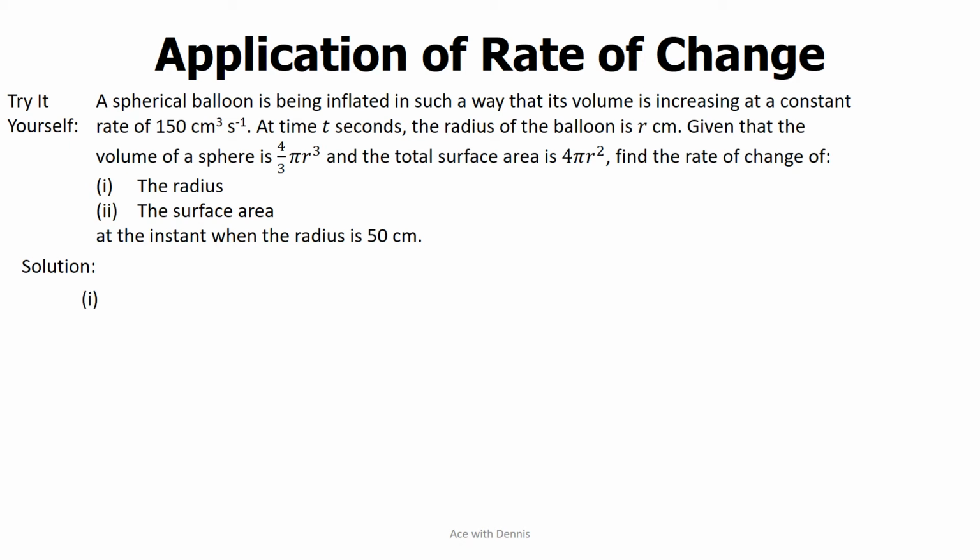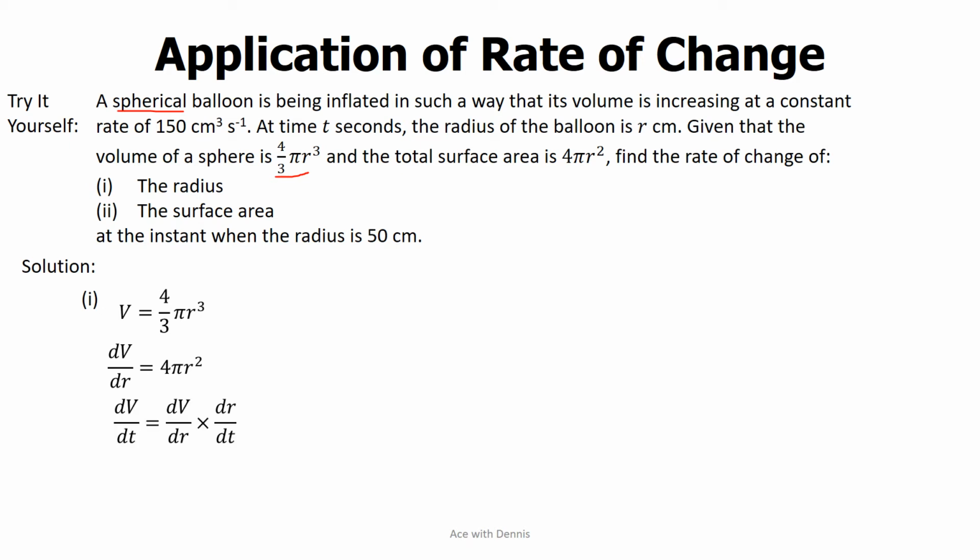Okay, here is the solution to the first one. Now let's see what information is given. We know that the volume is 4/3 pi r cubed, and this is a spherical balloon, so that's why the volume of a sphere formula is 4/3 pi r cubed. We can differentiate this volume: dV over dr equals 4 pi r squared.